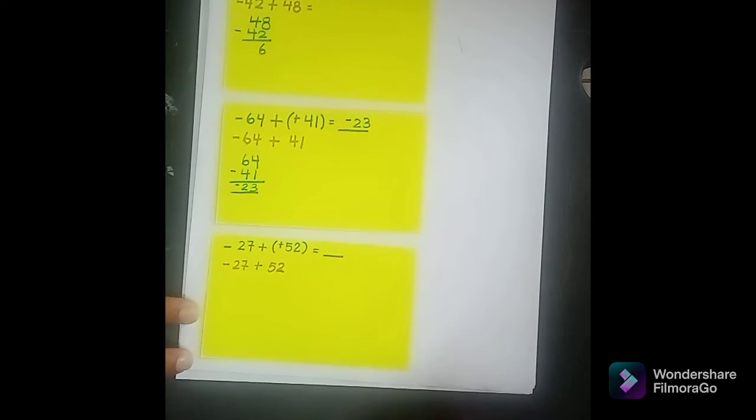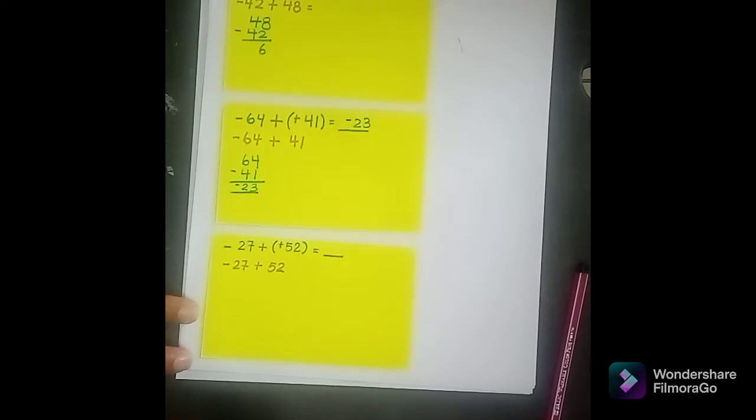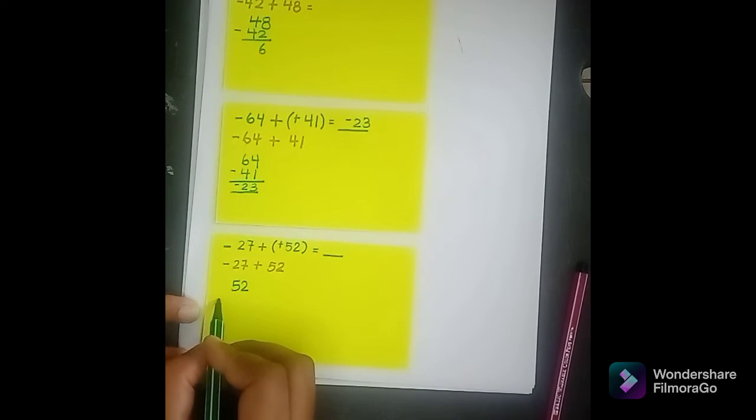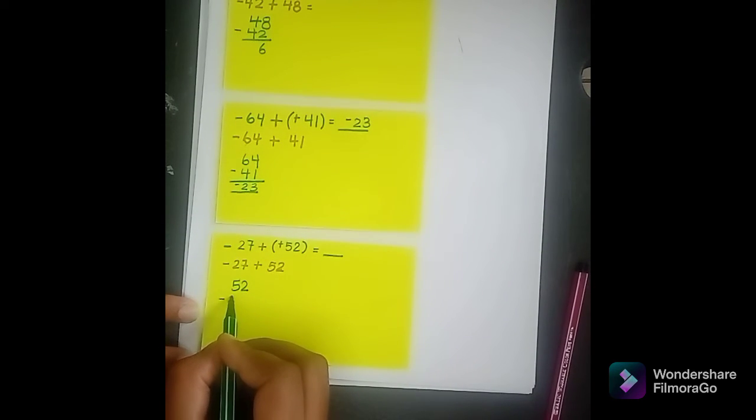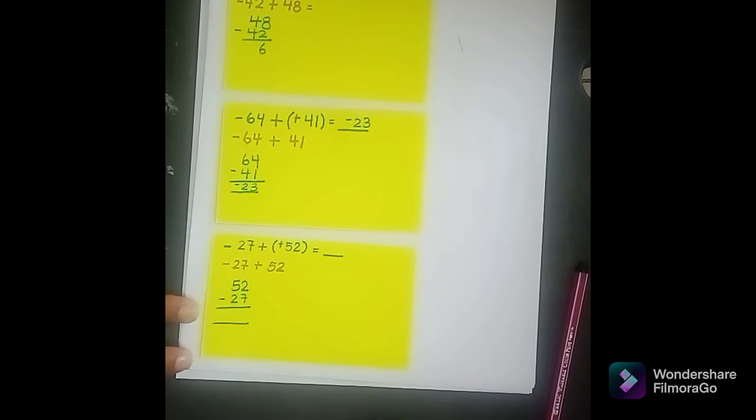Okay. Next, you're going to show me your working. So, which one of these two has a larger absolute value? 52, right? So that will go on top. 52 minus 27. Okay? Then we subtract.